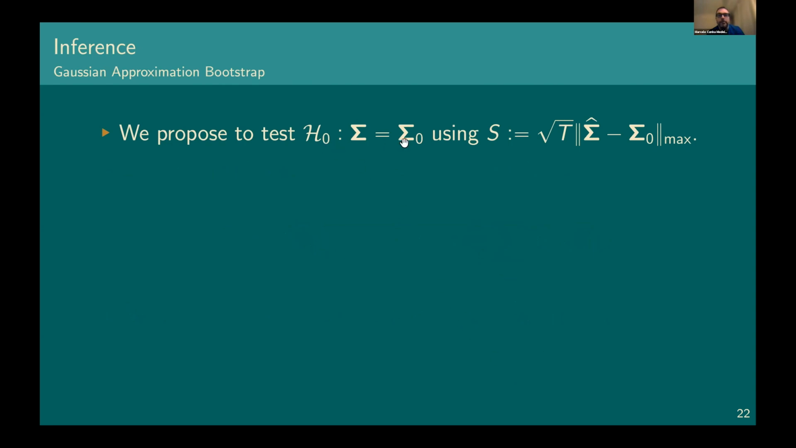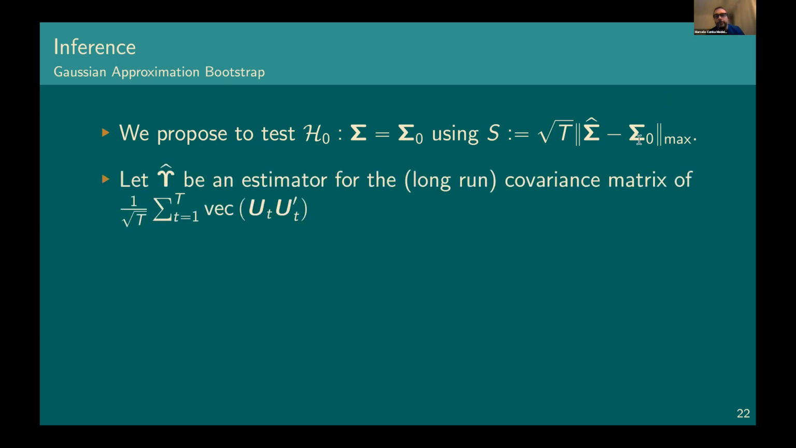And how do we run the test? We want to test the hypothesis that sigma equals sigma naught. It can be phi equals phi naught; it's the same thing. This is a high-dimensional object, and we need to do some Gaussian approximation bootstrap. So basically, we define the statistic as the square root of T times the max norm of the deviation between the estimated object and the hypothesized object. And we are going to use the bootstrap to make inference using this statistic.